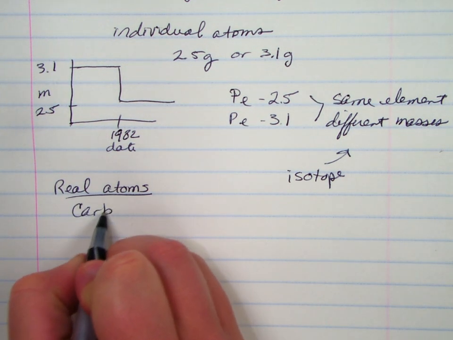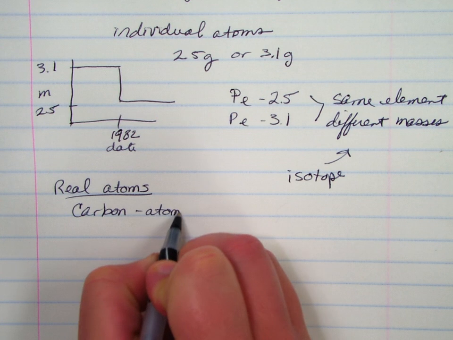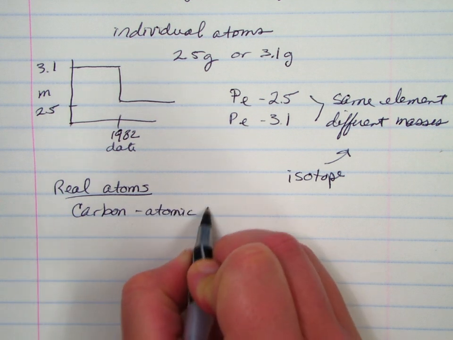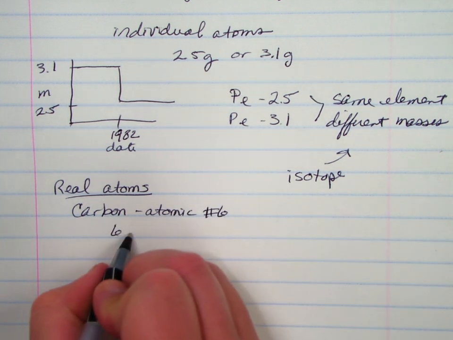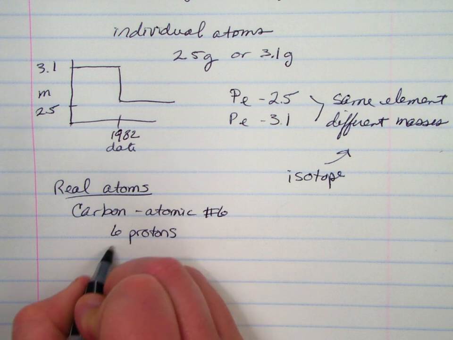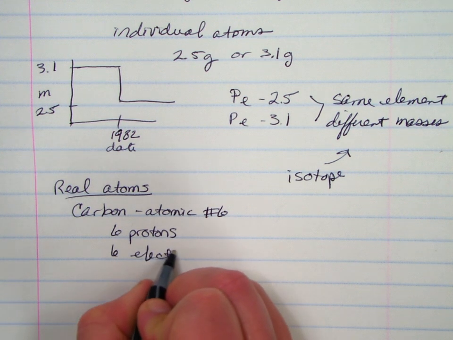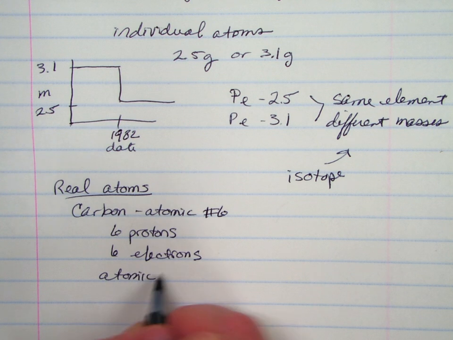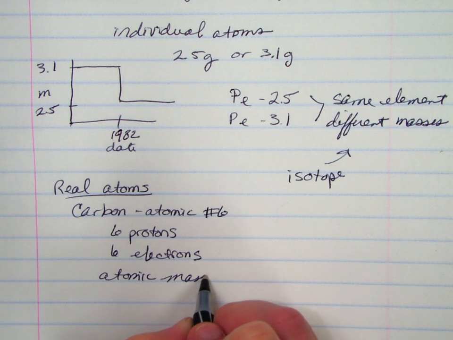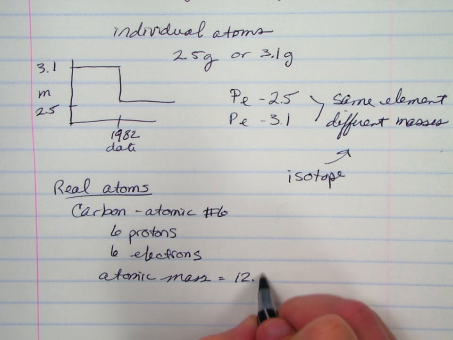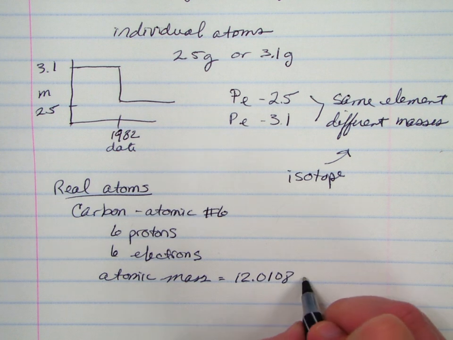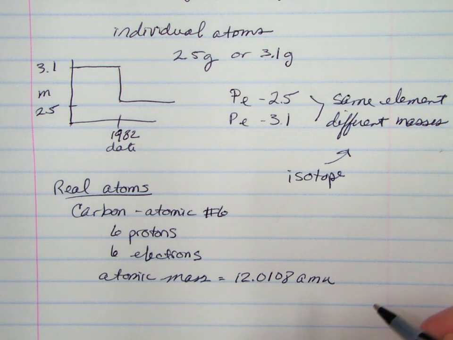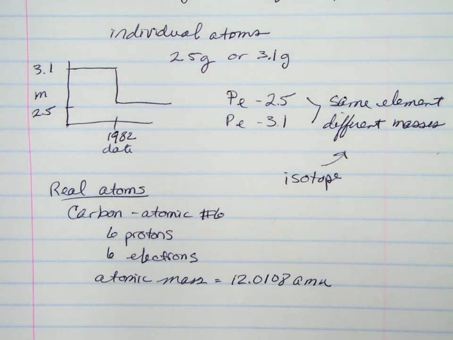With carbon, we have atomic number 6, which means it has 6 protons and 6 electrons. And it has an atomic mass of 12.0108 atomic mass units. So this atomic mass is the average mass of a sample of carbon. Carbon comes in two varieties.